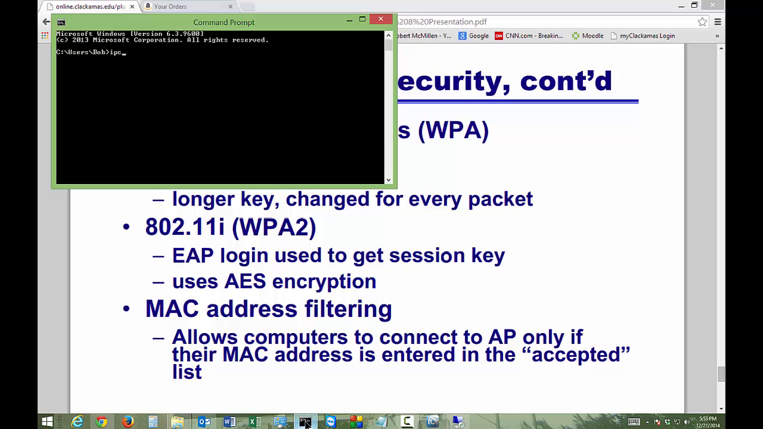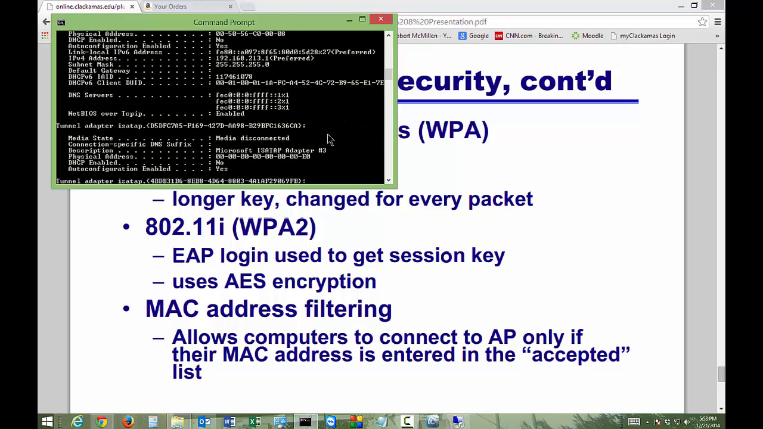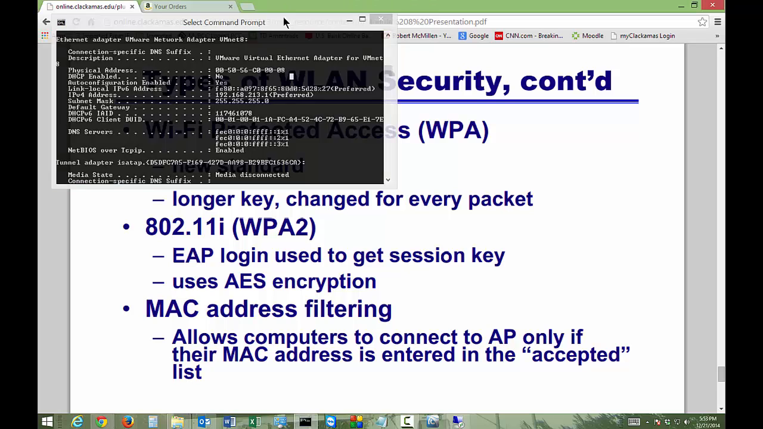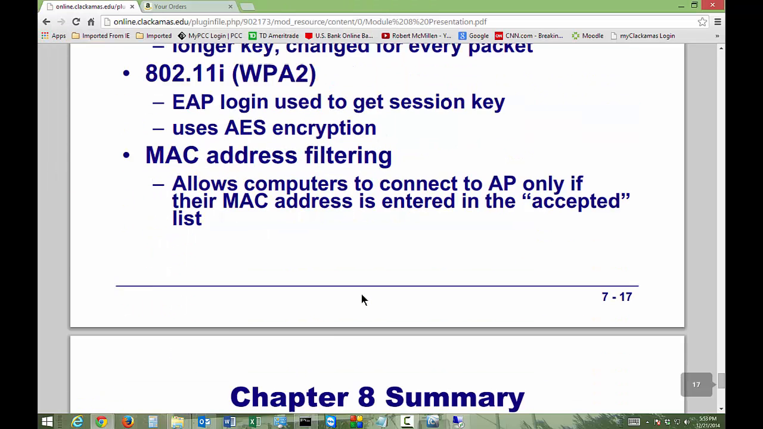So if I do an ipconfig /all, it'll actually give me my MAC address, and that's also referred to as the physical address. So here's my physical address right here. That's my MAC address, and I can paste that into my wireless access point and say, hey, if my number is here, then you can let that one in. If it's not there, you don't. And so that's a good way to secure the network.